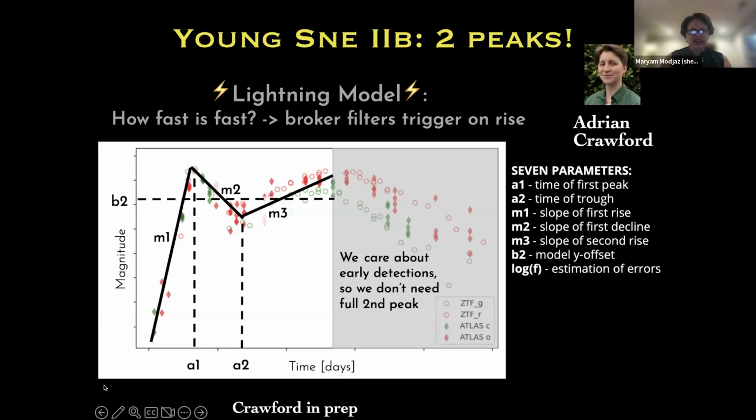And so we fit this lightning bolt model with these various parameters, the 7 parameters, to really focus on the first peak. Since we care about early detection, we didn't look in detail at the second peak, except for this rise to the second peak.